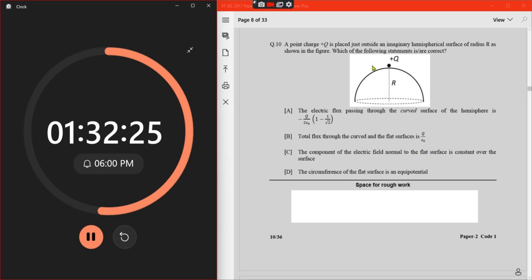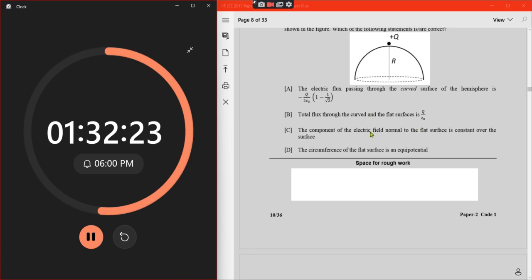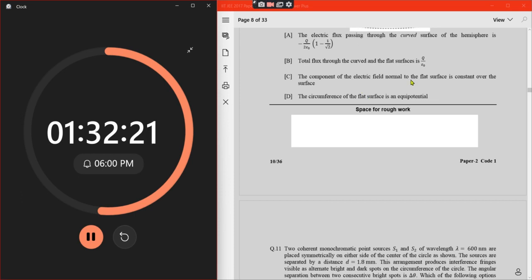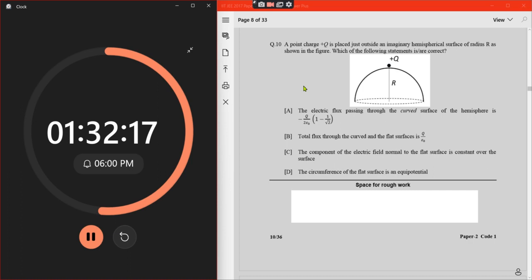I mean, it's actually supposed to be 0 though, because the component of the electric field normal to the flat surface is constant over the surface. Electric field over which surface? The electric field normal to the flat surface. No, it's not constant. It's 1 upon r squared. So how is that constant? Okay, that's not constant.